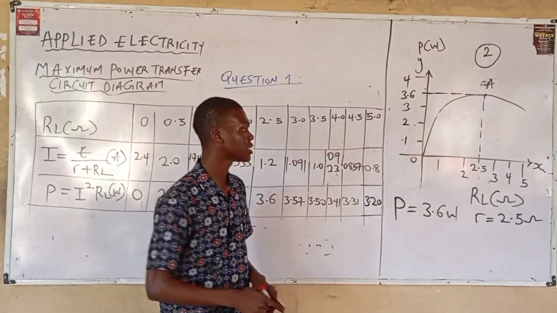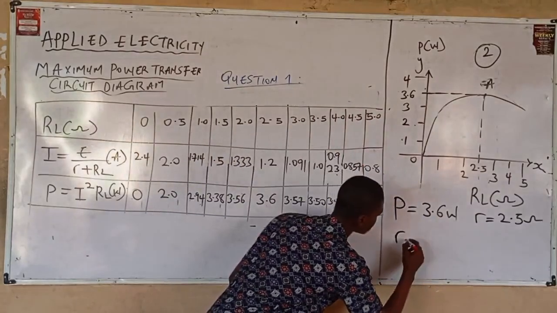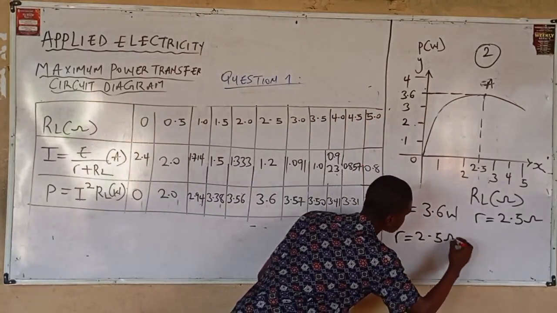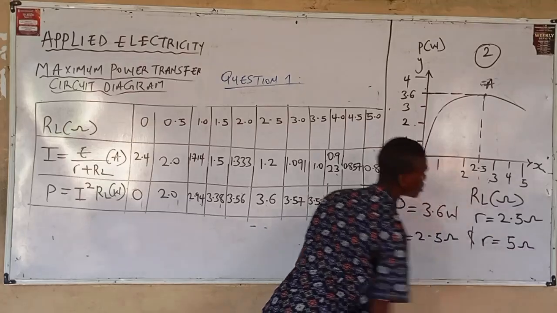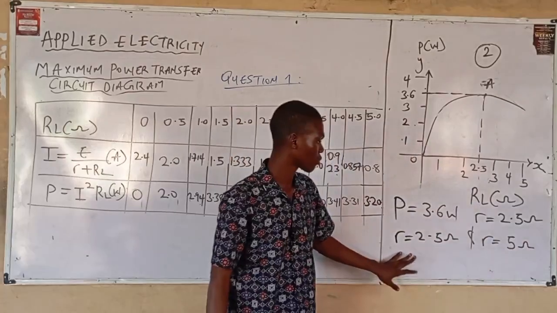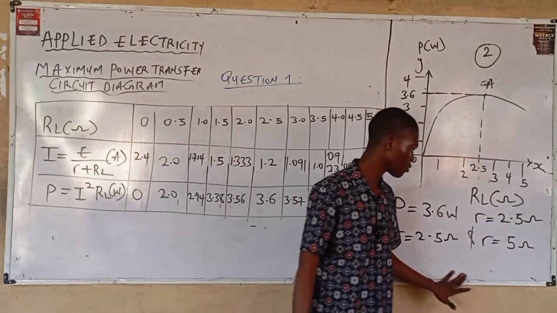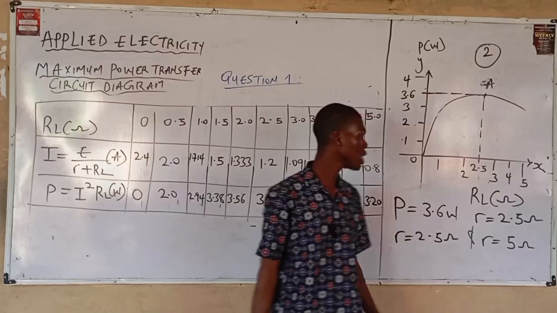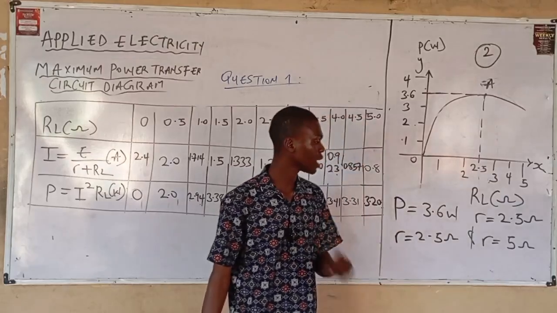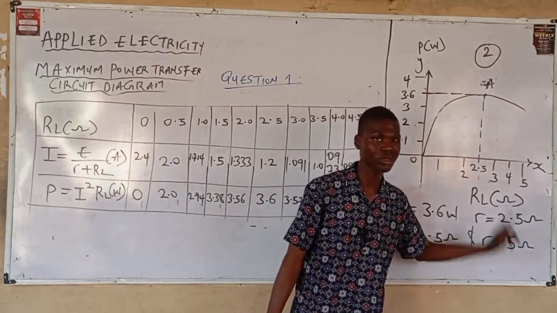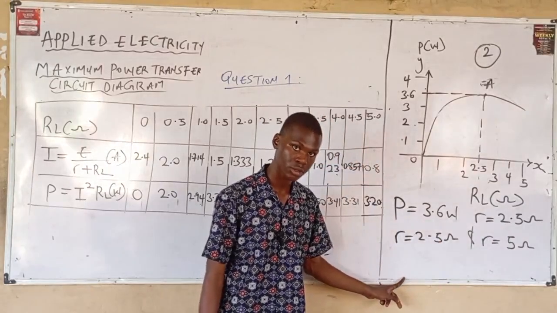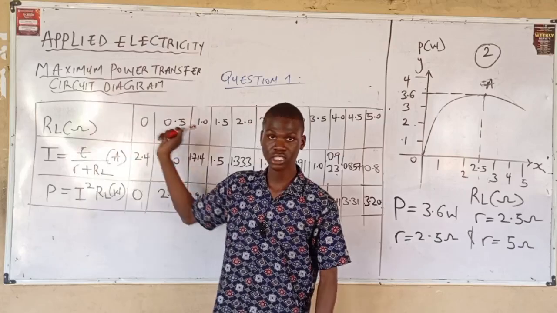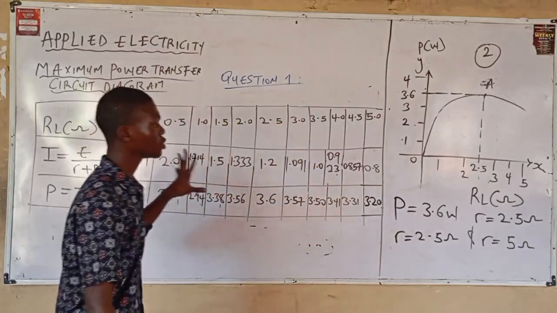source, right? Say you have R equal to 2.5 ohms and R equal to 5 ohms. We have these two values. It doesn't mean that the power at 5 ohms will be greater than the power at 2.5 ohms. No, it does not work that way, right? So that's the concept behind this theorem, and we can see that from our calculation so far.